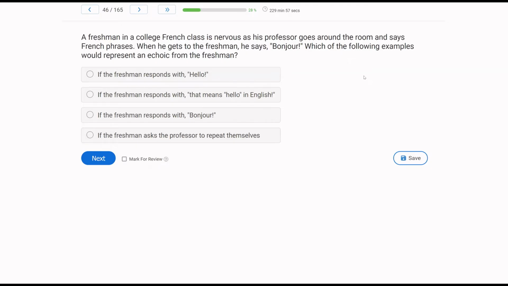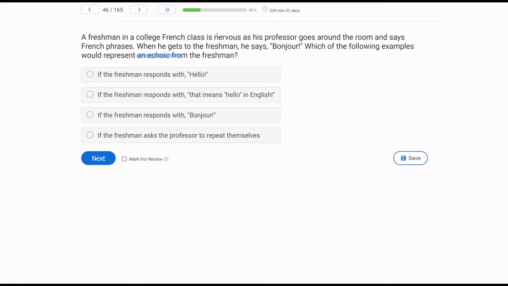A freshman in a college French class is nervous as his professor goes around the room and says French phrases. When he gets to the freshman, he says, bonjour. Which of the following examples would represent an echoic from the freshman? Like we just talked about, verbal behavior. What do we need to know? What's evoking it? Point to point, formal similarity, what's reinforcing it? Let's start with what is evoking this behavior.